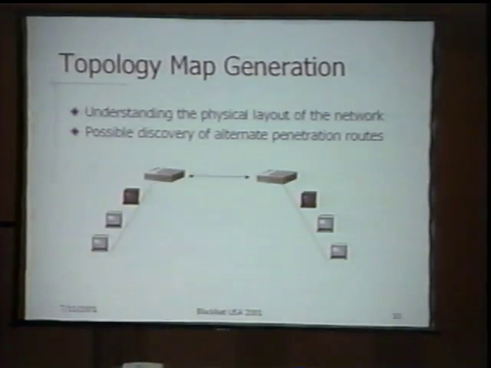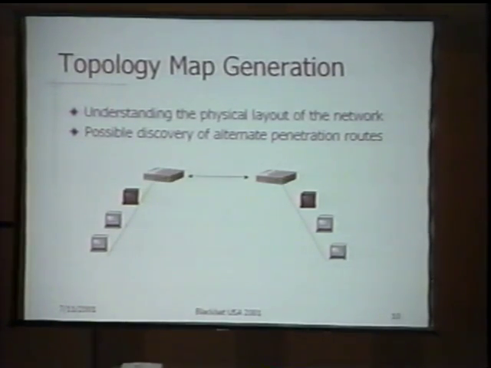Topology map generation is a good thing to have because it allows one to create a visual map of what that network looks like. When you understand the physical layout of a network, you can easily diagnose problems and find vulnerabilities better. It may even allow you to discover an alternate penetration route.